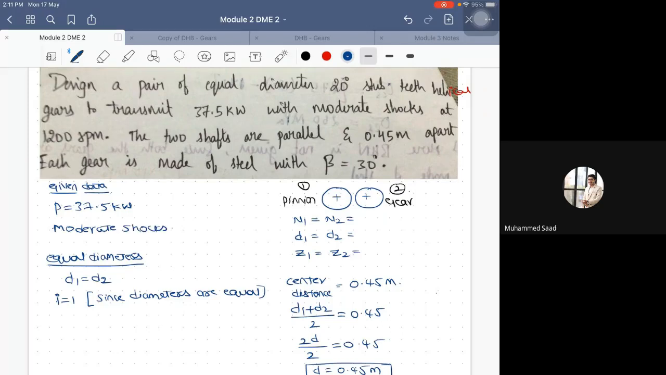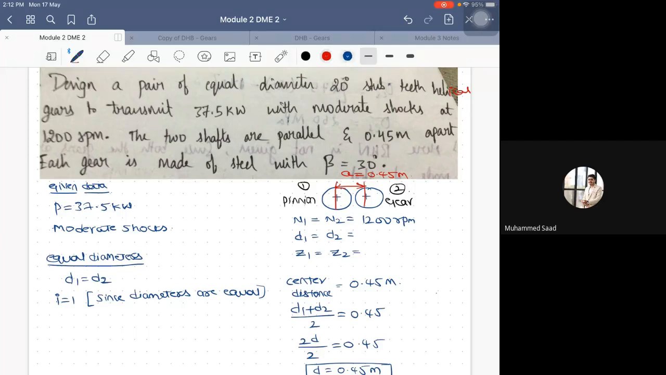This helps us to calculate a certain value, isn't it? At 1200 RPM, the speed is given as 1200 RPM. Next, the two shafts are parallel and 0.45 meter apart. So what is that 0.45 meter apart? That is the distance between these two. So I can take it as A, which is the center distance, given by 0.45 meters apart.